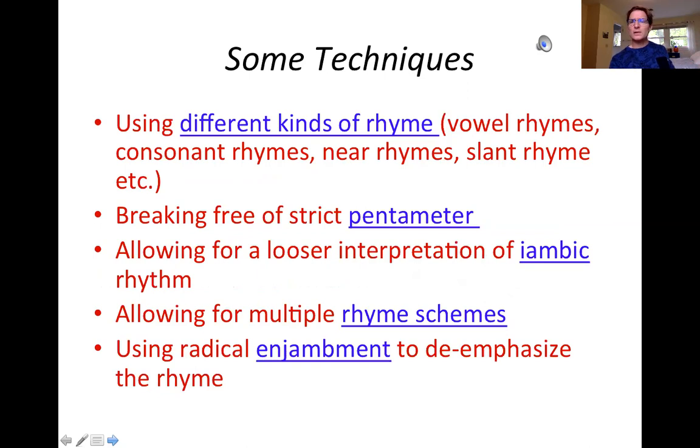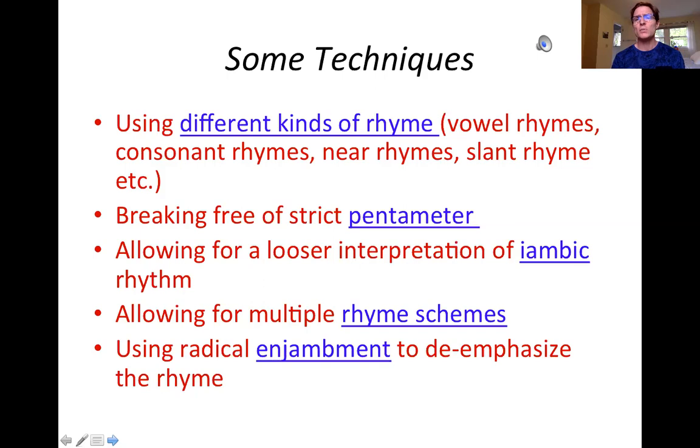Consonant rhymes are a little less easy to hear, but slit and slot technically rhyme because they are consonant rhymes. Near rhymes, slant rhyme, etc. Break free of strict pentameter.